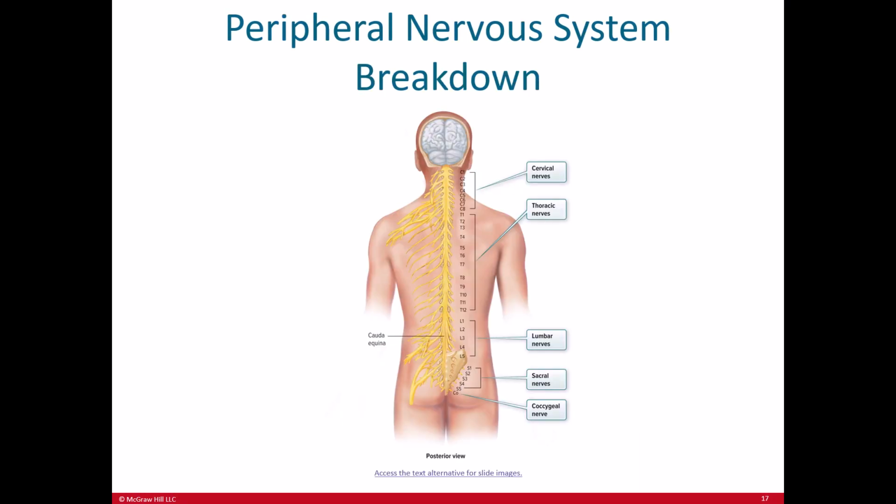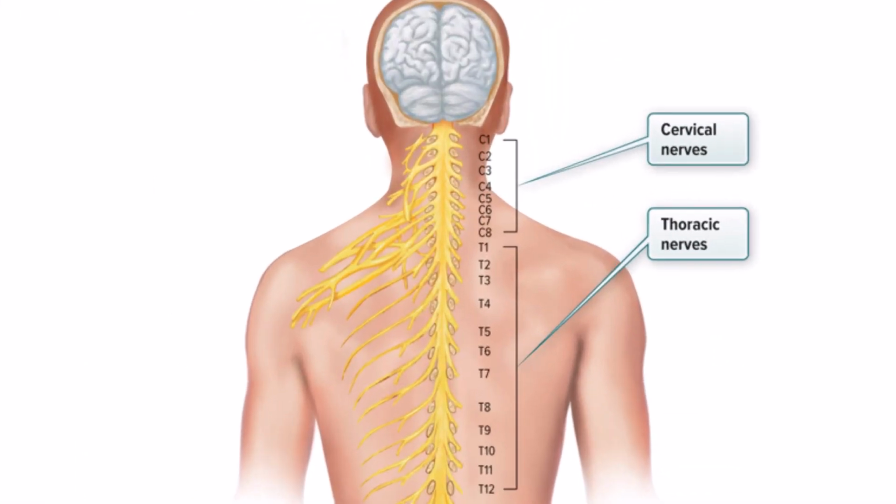All right, let's break down the peripheral nervous system. So here we have a posterior view of the human body. Shows the spinal nerves categorized into 5 regions as follows. The top 8 cervical nerves are located in the cervical region and are marked as C1 through C8.